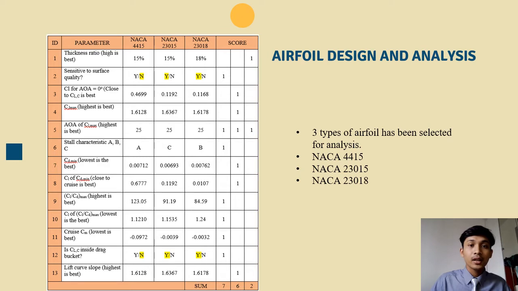So, every airfoil has a distinct function. To acquire the proper design of wings, it is critical to discover the right NACA. There are 13 criteria that were used for scoring the airfoil. Each of these criteria is important in deciding whether the airfoil is suitable to use in our wing design. To summarize the table, NACA 4415 wins with a score of 7, followed by NACA 23015 with a score of 6 and NACA 23018 with a score of 2. Take note that some of the criteria involve CL cruise, which is 0.15, that has been calculated in the previous section.